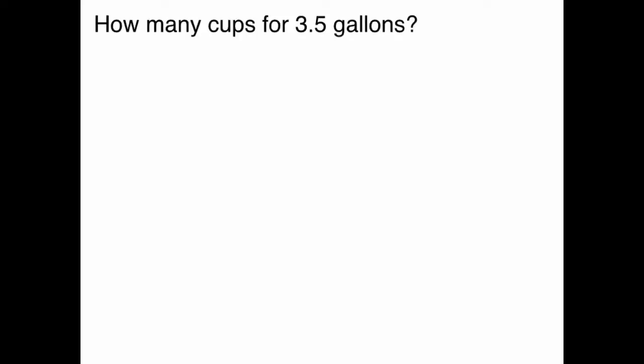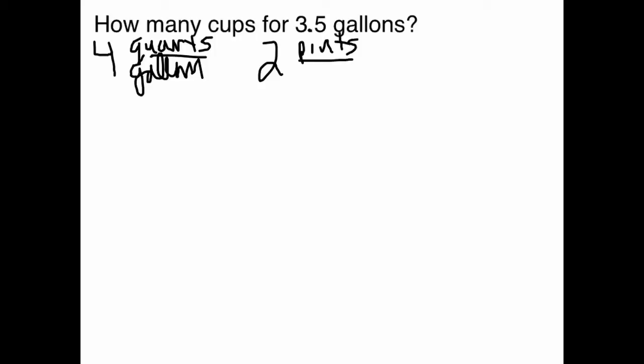Alright guys, let's look at this one. How many cups for 3.5 gallons? Well, I'm going to have to do a lot of converting here, so let's start off with what we know. I know there are 4 quarts for every 1 gallon. I also know there are 2 pints for every 1 quart. And I also know there are 2 cups for every pint. So what I'm going to start out with is try to figure out how many cups there are for 1 gallon. And then I can figure out how many cups there are for 3.5 gallons.